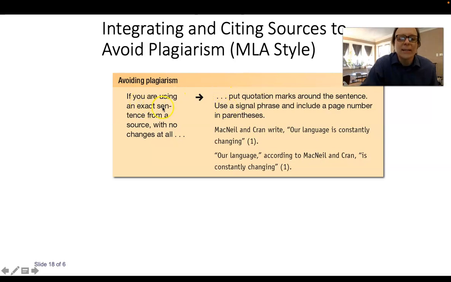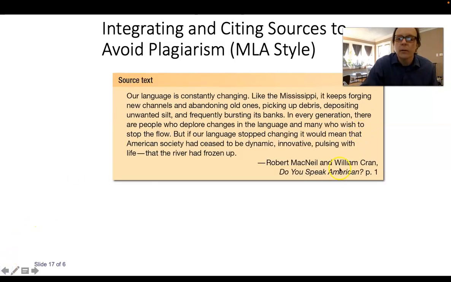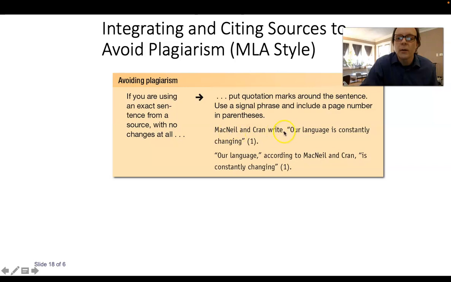So if you're using an exact sentence from a source with no changes at all, you put quotation marks around the whole sentence, right? Use a signal phrase. And remember, a signal phrase is like this one, McNeil and Cran. If you remember, McNeil and Cran are our authors that we're just using as an example of a source to quote from. So McNeil and Cran, they write, that's our signal phrase. Sometimes we call it an attributive tag. It doesn't matter, but you're signaling, right? You're tagging that this is a quote.